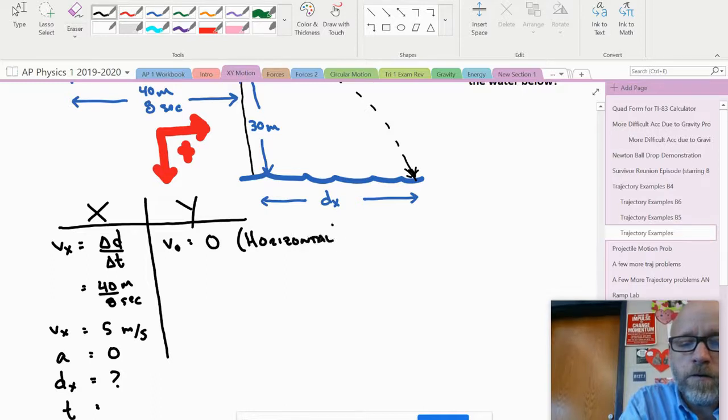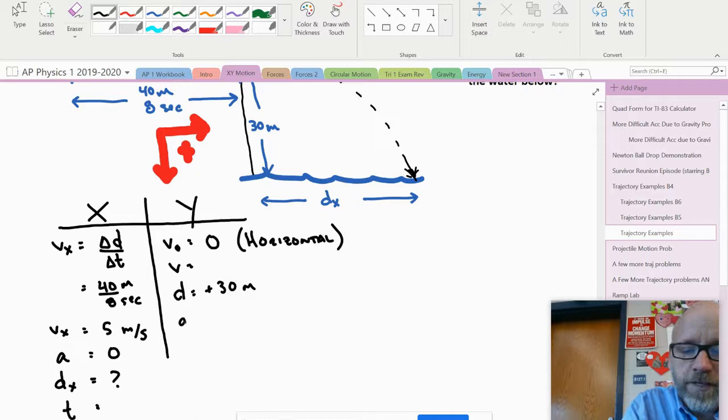Final velocity, I do not know yet. Displacement is plus 30 meters down. Acceleration is plus 9.8 meters per second squared. And I'm looking for the time.